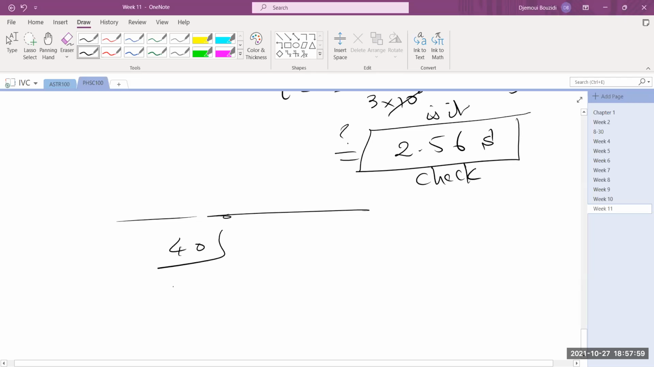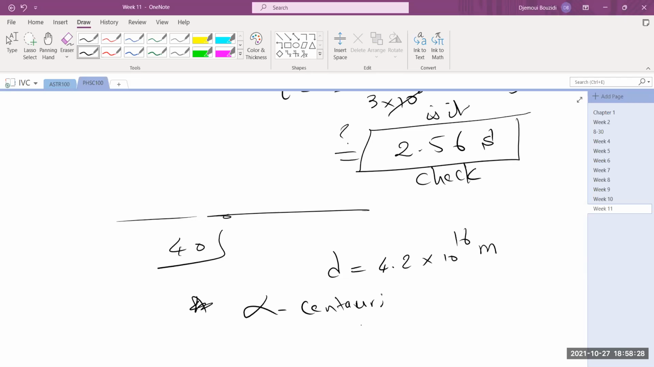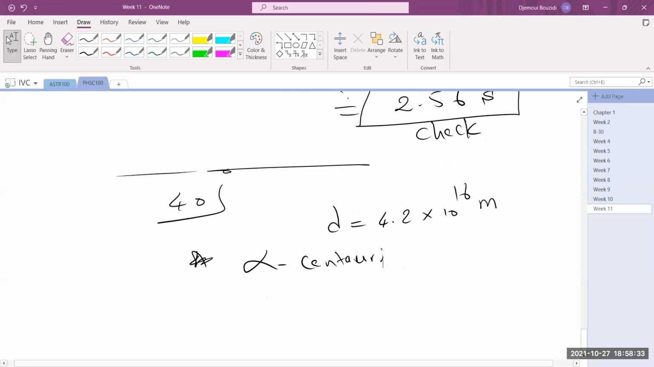It says the nearest star to the sun is Alpha Centauri, and Alpha Centauri is at a distance d equal to 4.2 times 10 to the power 16 meters. This is Alpha Centauri. Show that if we were to receive a message from this star today, it would have taken 4.4 years. So this is what you've got to do again.